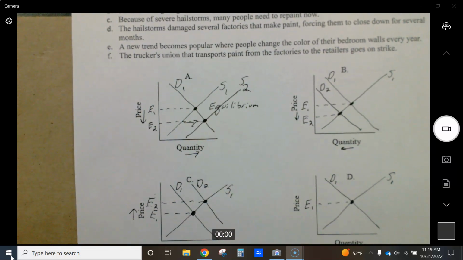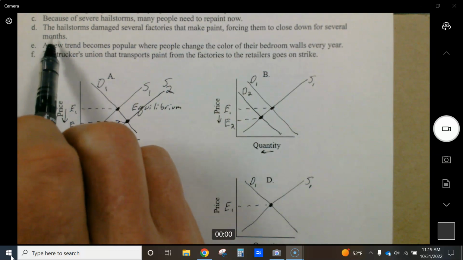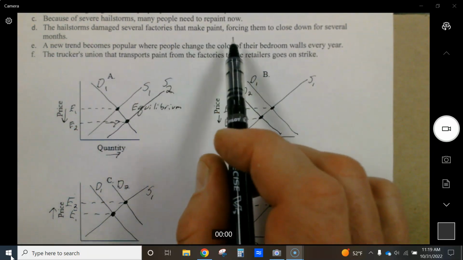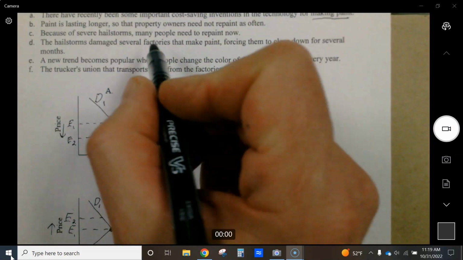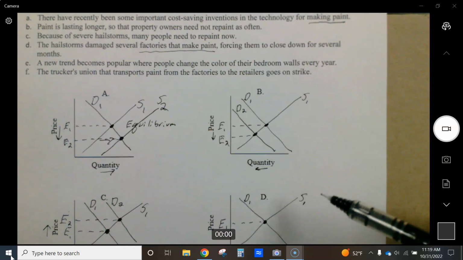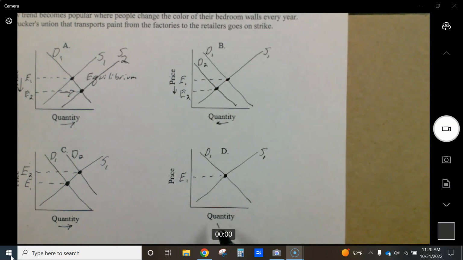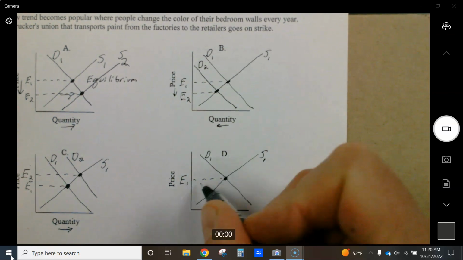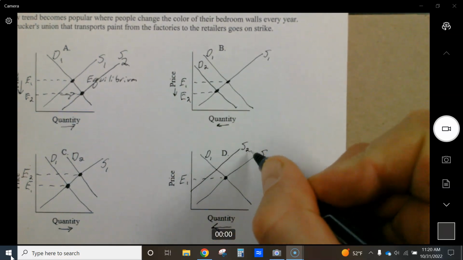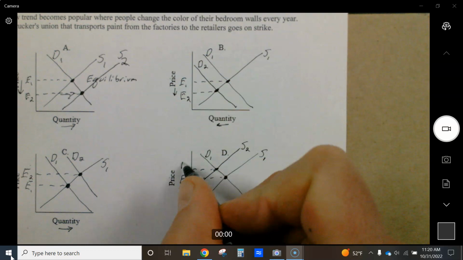Okay, we're looking at D. The hailstorms damaged several factories that make paint, forcing them to close down for several months. Right. Here they're talking about factories that make the paint. So yes, you're right. It is the supplier. So in this case, which way do we shift the supply? Is the quantity increasing or decreasing? And because the factory was damaged, the quantity decreases, so therefore we're shifting it to the left. S1 to S2 means that our equilibrium price has gone up.